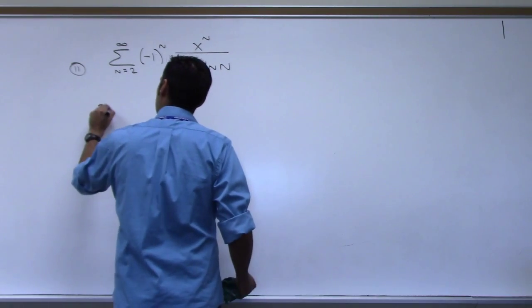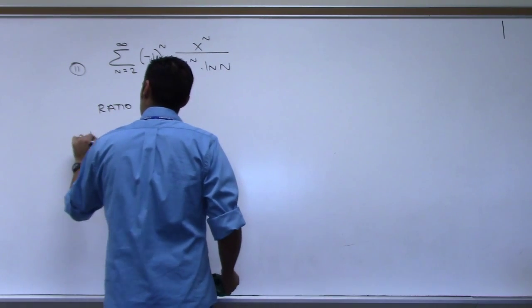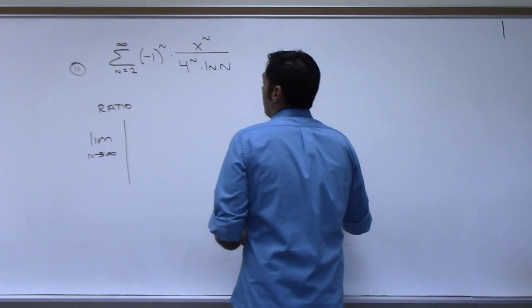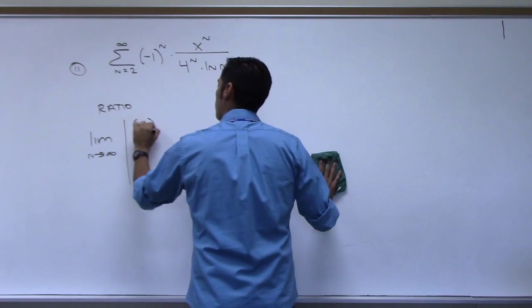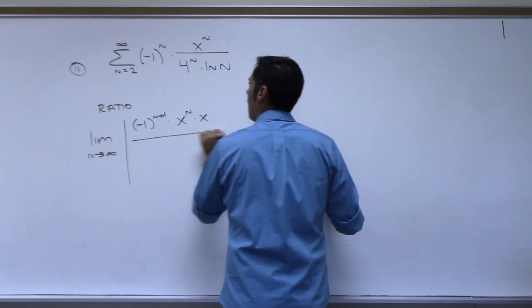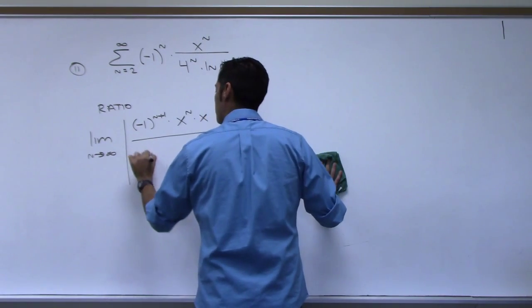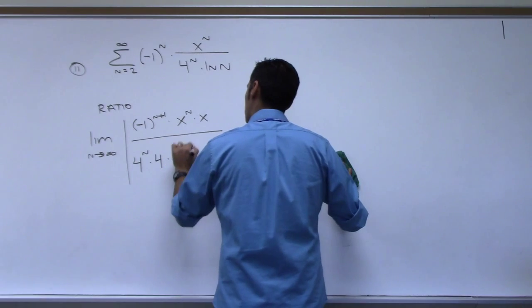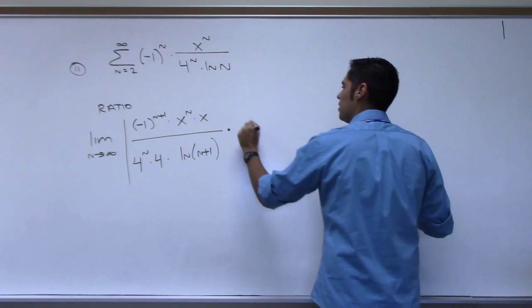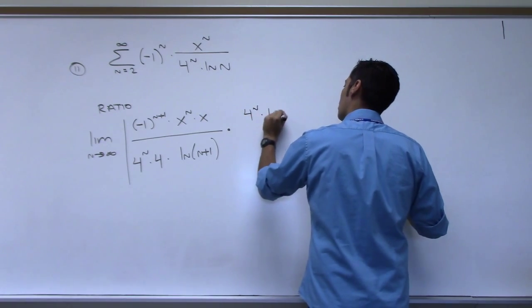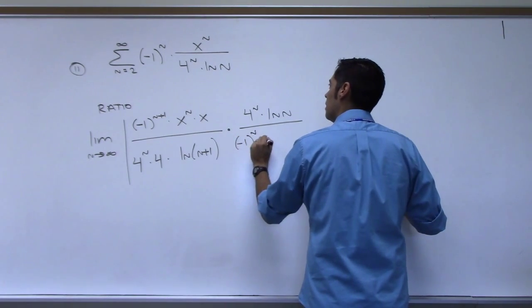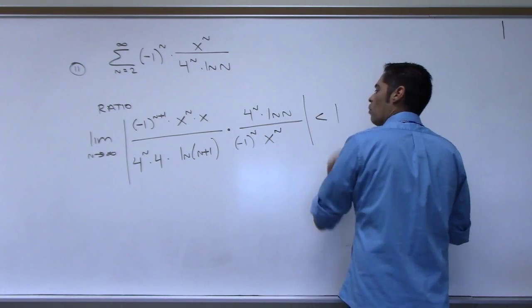Okay, so ratio test, limit as n goes to infinity. I'm going to plug n plus 1 into this, so negative 1 to the n plus 1 times x to the n times x over n plus 1 in there is 4 to the n times 4, and the natural log of n plus 1. Can't do anything with that. Then times, flipped, 4 to the n natural log n over negative 1 to the n x to the n. Need that less than 1.